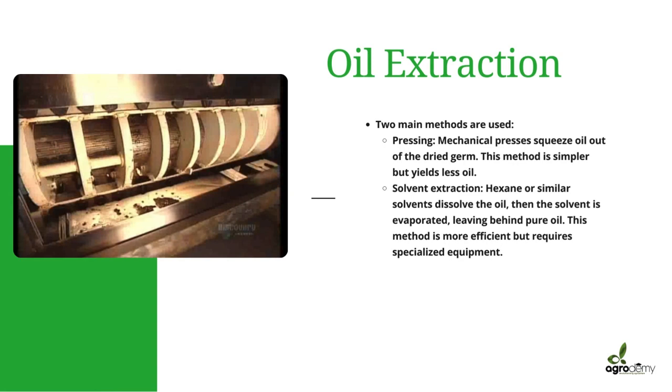Now, after this, we have the process of oil extraction. Two main methods are used depending on the money available. We could have the pressing process and we could also have the solvent extraction. During the pressing process, mechanical presses squeeze the oil out of the dried germ. This method is simpler, but it yields less oil.